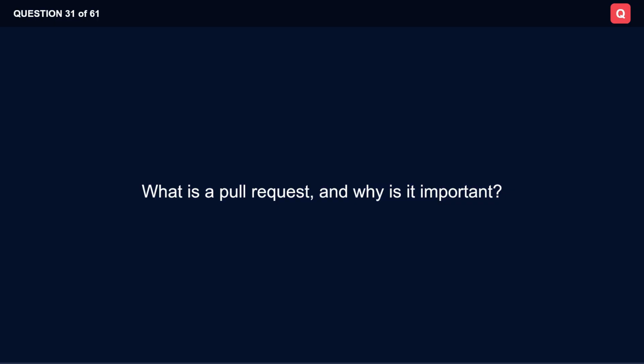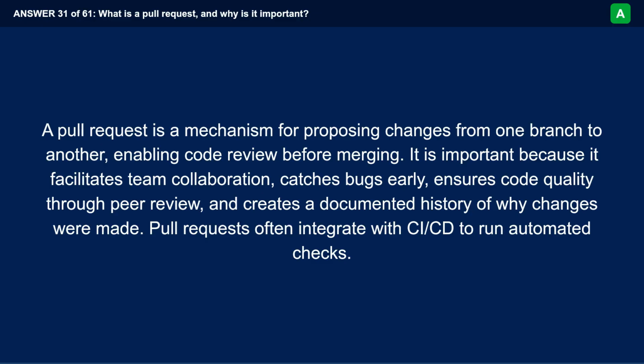What is a pull request, and why is it important? A pull request is a mechanism for proposing changes from one branch to another, enabling code review before merging. It is important because it facilitates team collaboration, catches bugs early, ensures code quality through peer review, and creates a documented history of why changes were made. Pull requests often integrate with CI/CD to run automated checks.